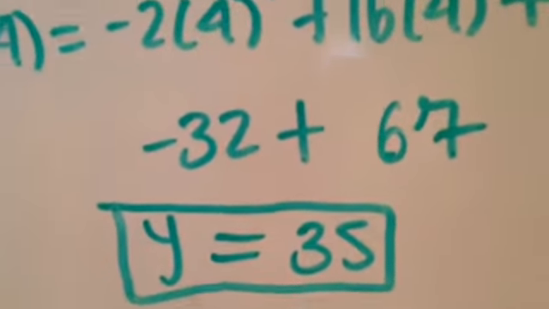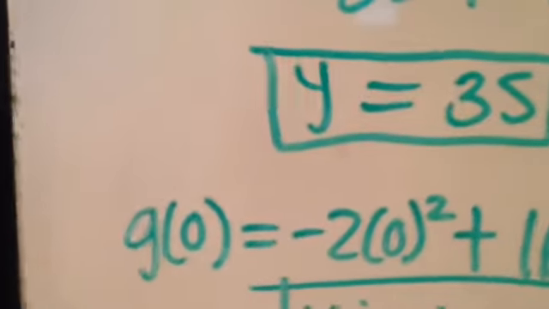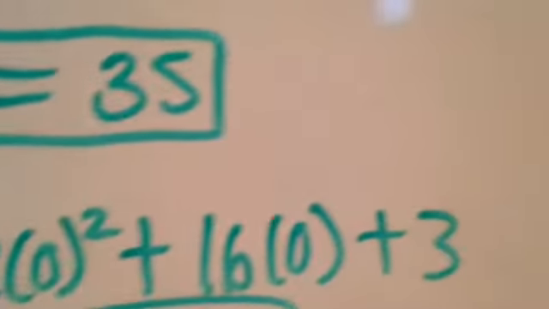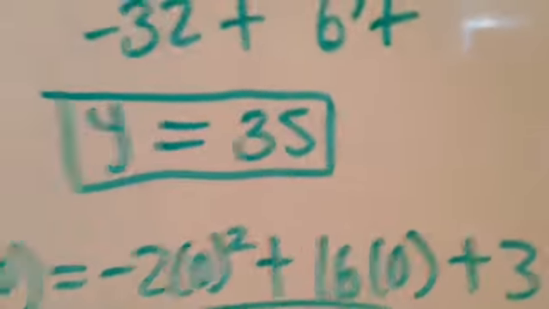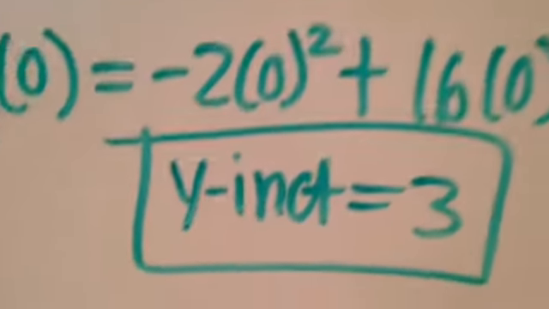And to find your y-intercept, you plug in 0 for x in the original equation. So it's g(0) equals negative 2 times 0 squared plus 16 times 0 plus 3. Since everything here is going to equal 0 except for the 3, your y-intercept equals 3.